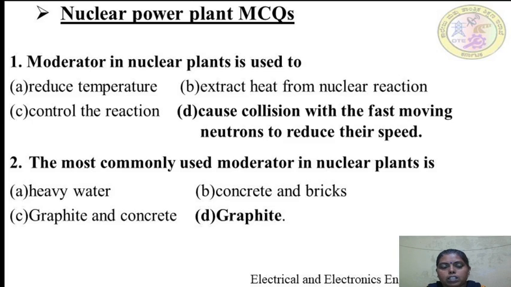Second MCQ, that is, multiple choice question: the most commonly used moderator in a nuclear plant is: A. Heavy water, B. Concrete and bricks, C. Graphite and concrete, D. Graphite. The commonly used one is D, graphite.